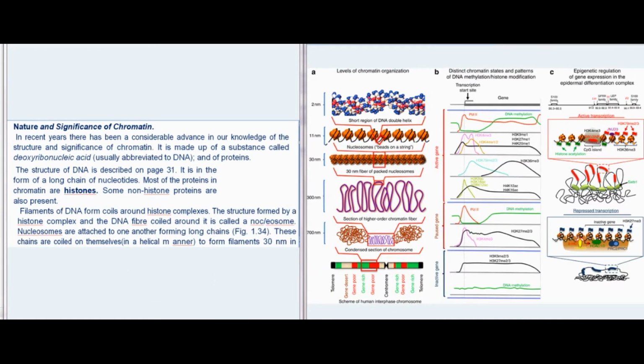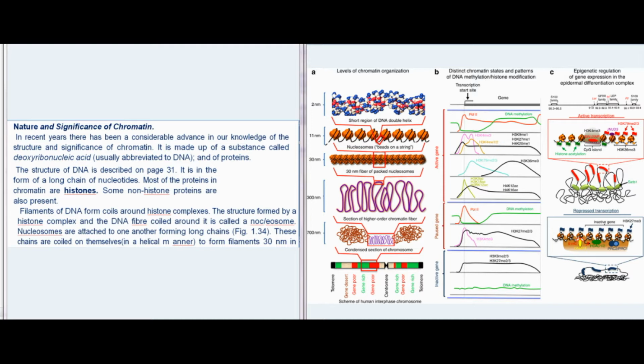Nature and significance of chromatin. In recent years there has been a considerable advance in our knowledge of the structure and significance of chromatin. It is made up of a substance called deoxyribonucleic acid, usually abbreviated to DNA, and of proteins. The structure of DNA is described on page 31. It is in the form of a long chain of nucleotides. Most of the proteins in chromatin are histones. Some non-histone proteins are also present.